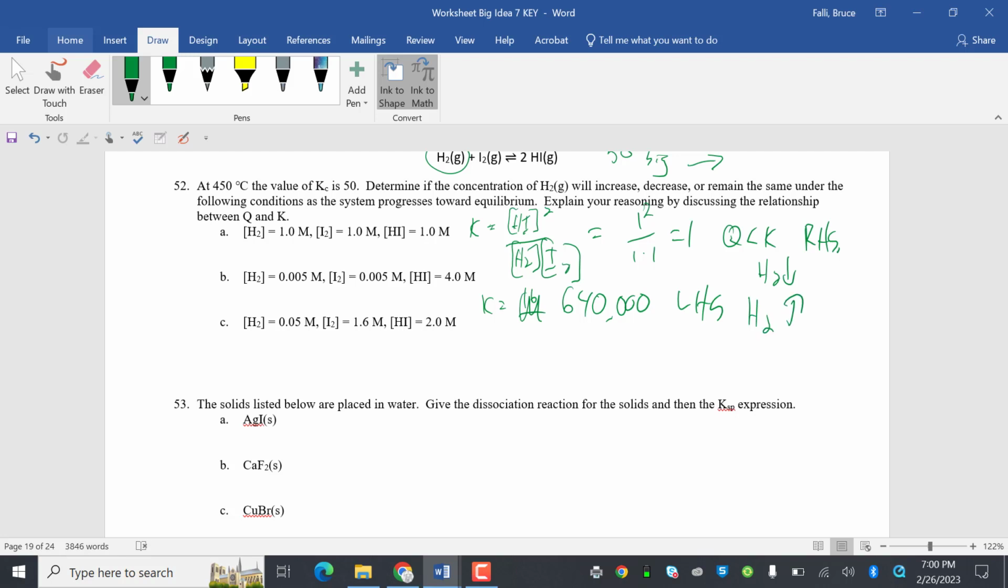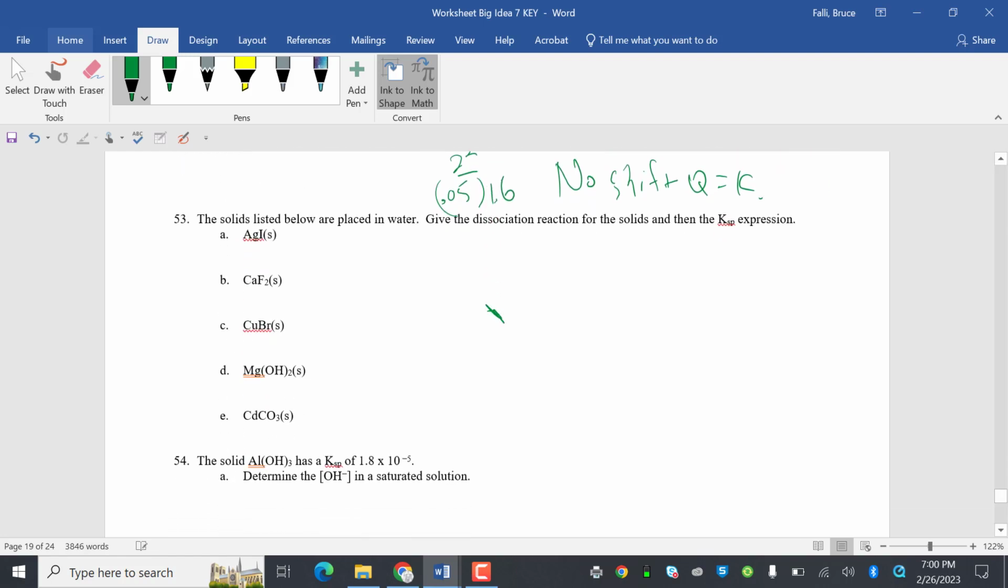In this one, I'm going to have 2 squared over 0.05 times 1.6. So 4 divided by 0.05 divided by 1.6 is 50. No shift. Q equals K. Oh, I said K is 640. This would be Q is 640,000.